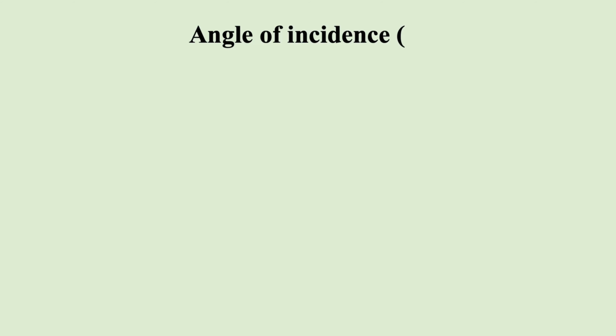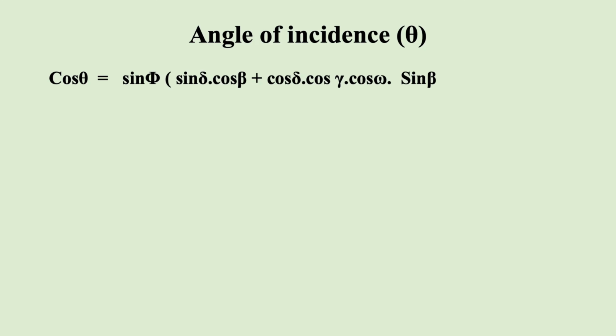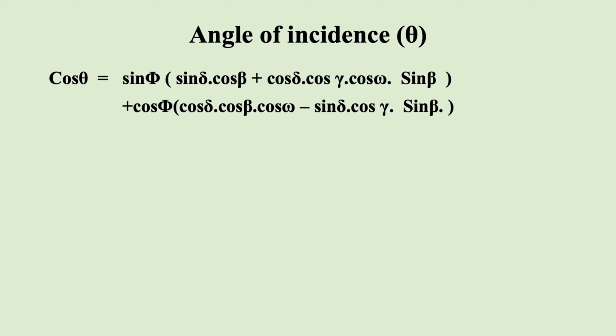To derive an equation for sunrise and sunset, we have to recall the equation for the angle of incidence. As we already know, cos theta, where theta is the angle of incidence, is equal to sin phi sin delta cos beta plus cos delta cos gamma cos omega sin beta plus cos phi cos delta cos beta cos omega minus sin delta cos gamma sin beta plus cos delta sin gamma sin omega sin beta.